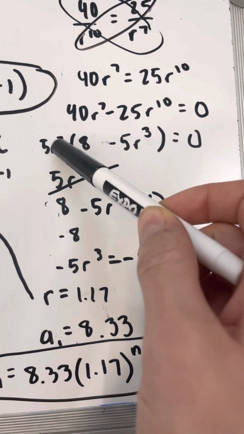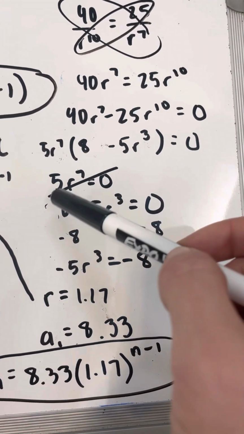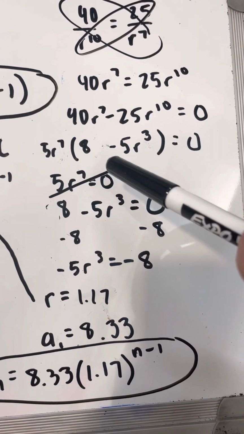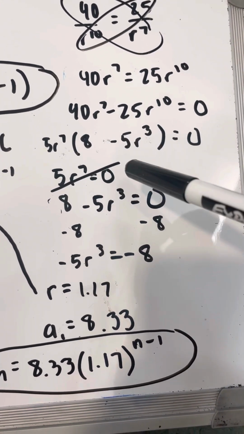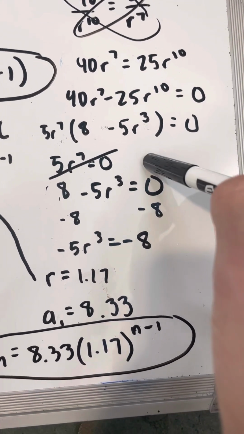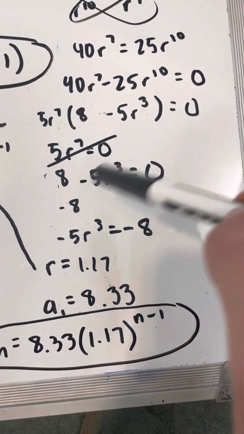So now these are our two terms, right? So we can set them both equal to 0. We know it's not going to be this one, because this would end up with an r of 0, which wouldn't work for a geometric series. So we're going to go ahead and look at this one.